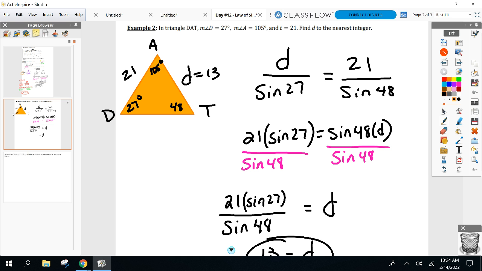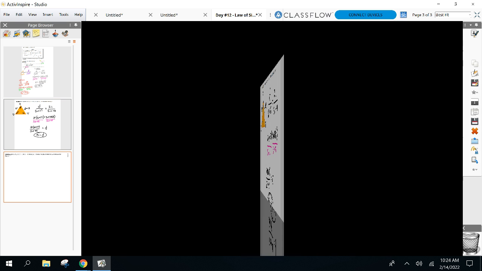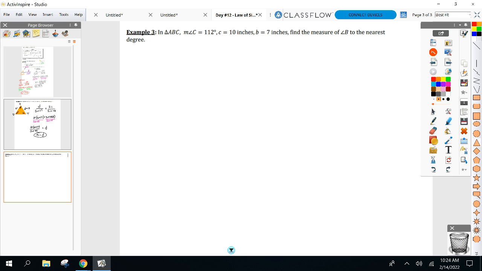Any questions? One other thing I got to show you. We use law of sines to find side lengths. Can we use it to find an angle measure now? And the answer is you're darn right we can. And that's how we're going to end it. How can I use law of sines to find an angle measure now?